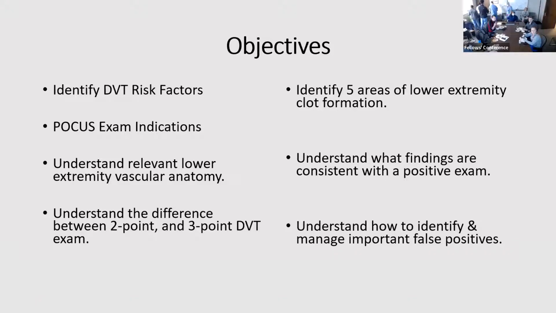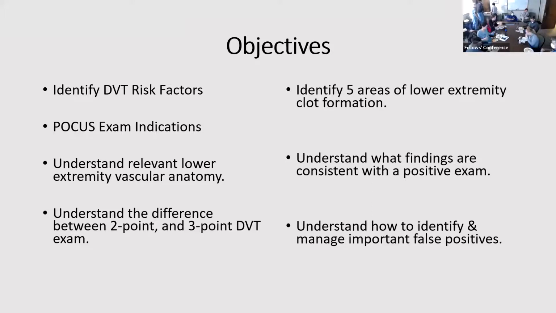So our objectives: we're going to identify DVT risk factors. We'll talk about POCUS exam indications. And the most important part of this is understanding the relevant lower extremity vascular anatomy. If you don't know the anatomy, you won't be able to understand what you're seeing on ultrasound. So we're going to hit that anatomy pretty hard during the next 35, 40 minutes.